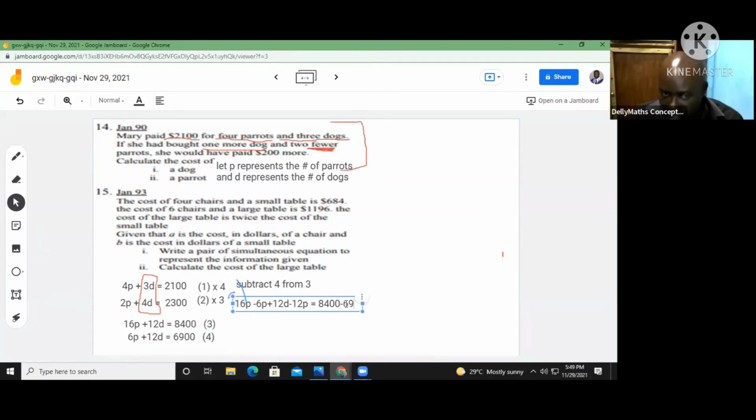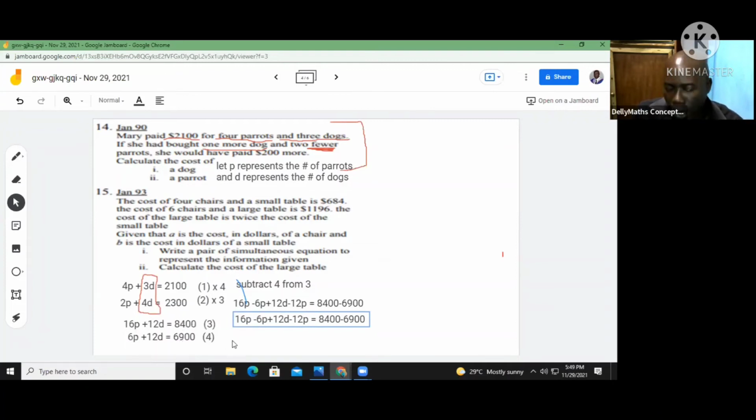8,400 minus 6,900. Very good. Thank you for that. And now we want to simplify this going forward. Again, we're subtracting equation 4 from equation 3, so hence I put equation 3 out each time. 16p minus this, 12p minus 12p, 8,000.